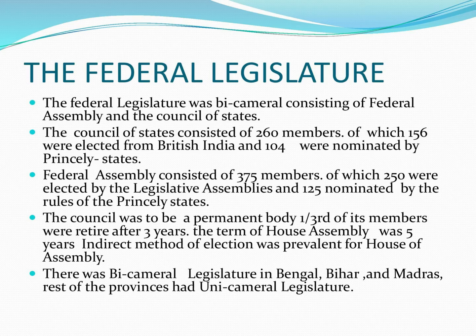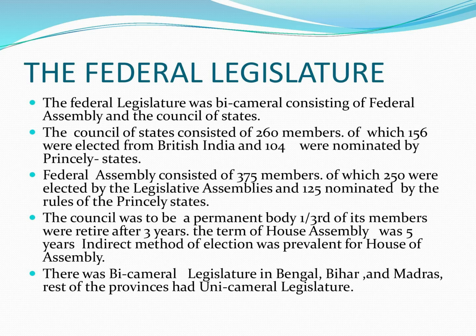So according to this provision, the federal legislature was established by incorporation of two houses, known as the Council of State and the Federal Assembly. The Council of State consisted of 260 members, and the Federal Assembly consisted of 375. Now we can call them the Rajya Sabha and the Lok Sabha. At that time they incorporated these two houses. The council was to be a permanent body. So they gave the entire nature and function of these two houses.